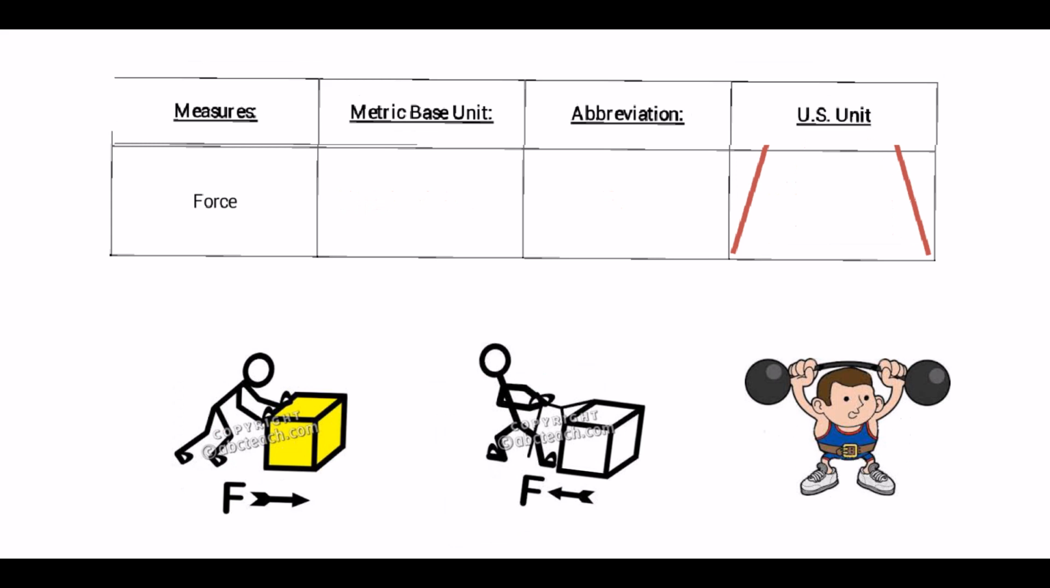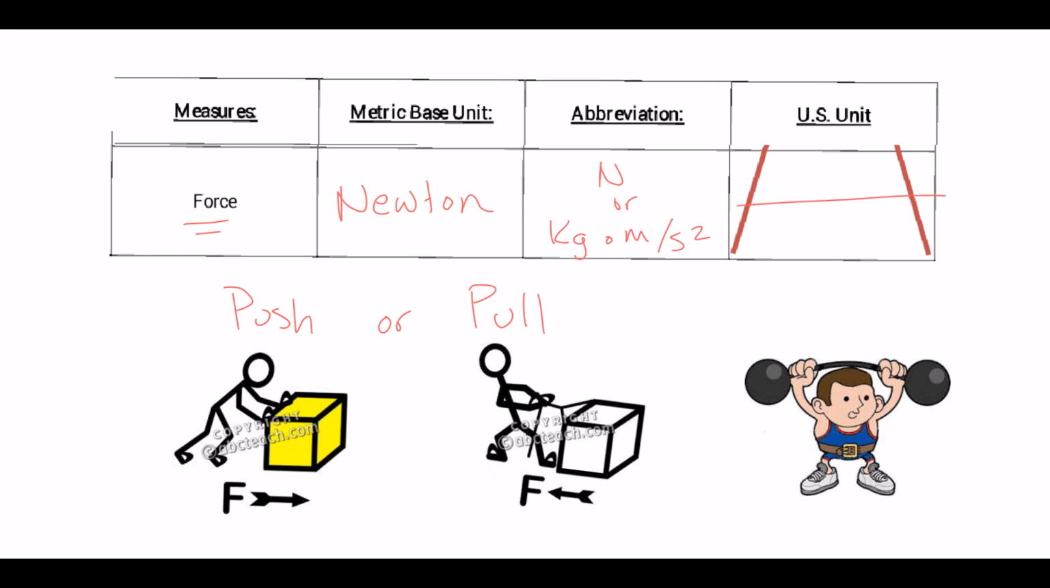The final thing we want to talk about for our notes today is going to be force. Force is any push or pull that acts on an object. We're going to talk a lot more about this as we get into our second semester and we start getting into physics. The metric base unit for force is known as the Newton, and that does have to do with Sir Isaac Newton himself. It's abbreviated as a capital N, or as a kilogram times meter per second squared. There is no US unit for newtons because it is universal throughout the entire world.